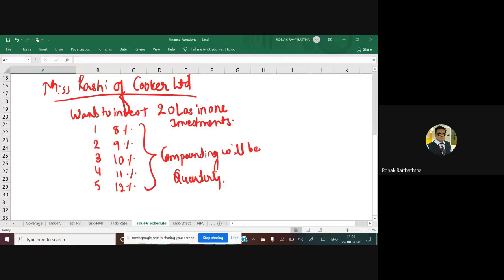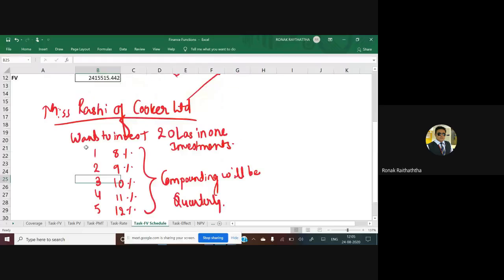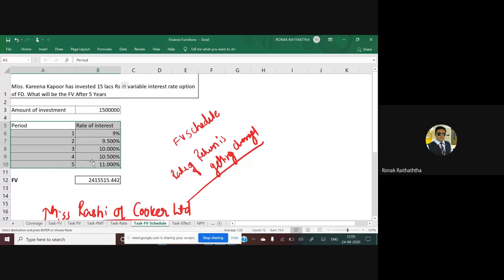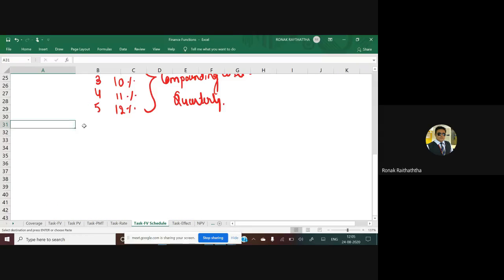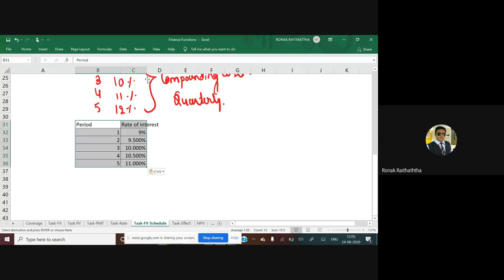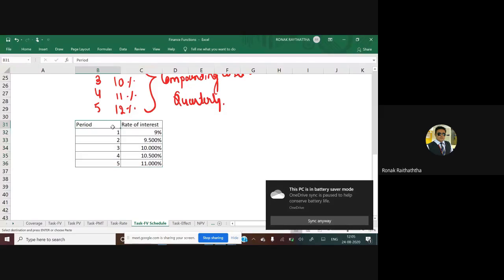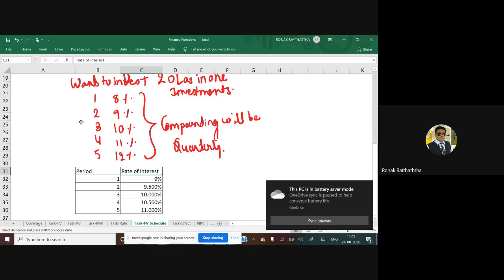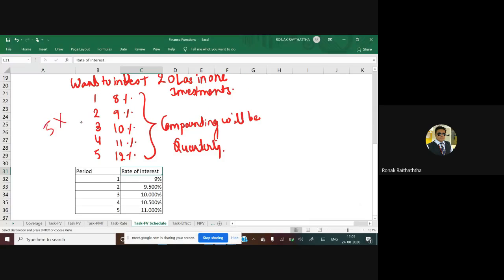Miss Rashi of Cooker Limited wants to invest 20 lakhs rupees in one investment slot. Our expectations of the rate of return is going to be 8, 9, 10, 11, 12 over 5 years. But compounding will be taken on quarterly basis. So you will have to prepare the quarterly schedule. Try to understand. So schedule must start on quarterly basis. So let me copy this schedule so that we won't have to prepare it again and again. Period would be how many? Who will tell me? 5 multiplied by 4. Because in 1 year you have 4 quarters, so it would come at 20. So here period would be 20.